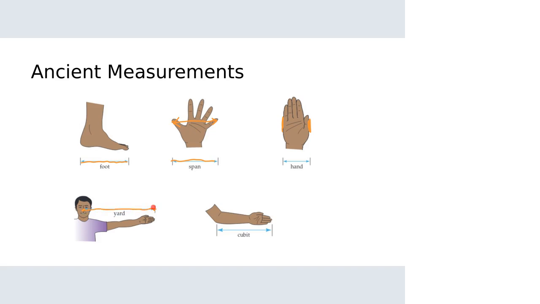And then one that you'll see in some ancient references goes from elbow to the fingertips, and that is called a cubit. We're not going to do a whole lot with spans, hands, or cubits, but I did want you to know that these exist. These were measurements that were used for centuries before our measurements got standardized.